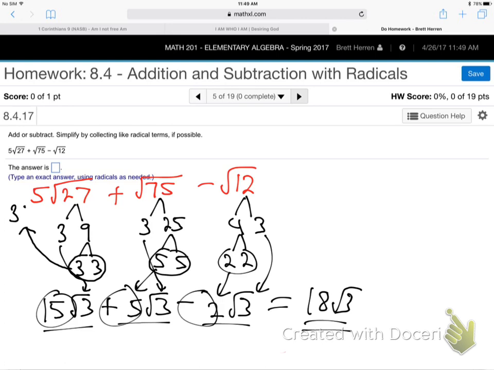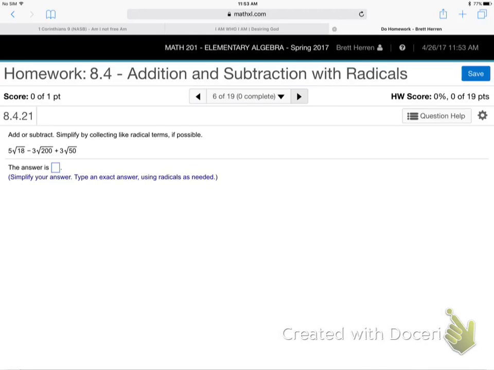Questions? All right, you guys ready for more? Five root 18 minus 3 root 200 plus 3 root 50.